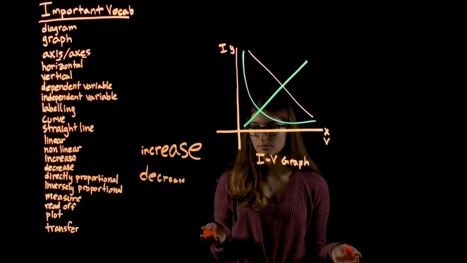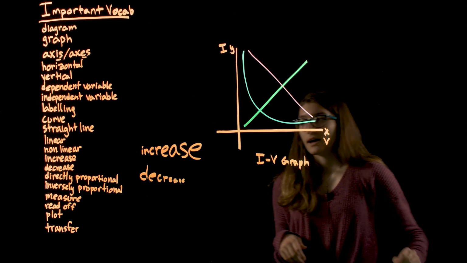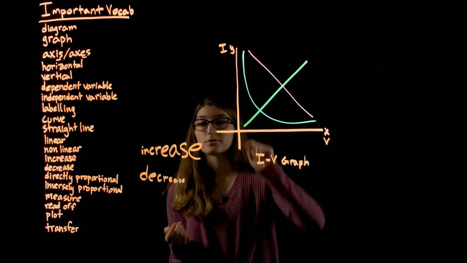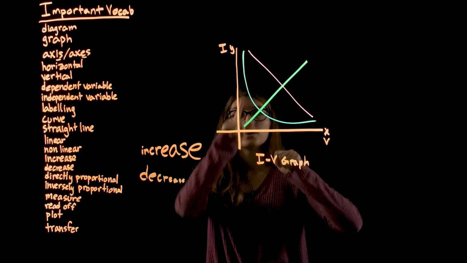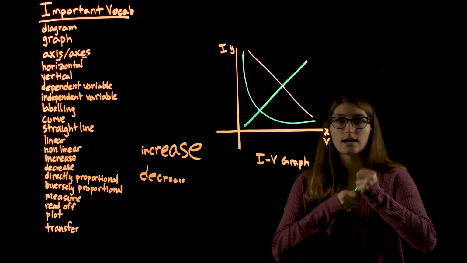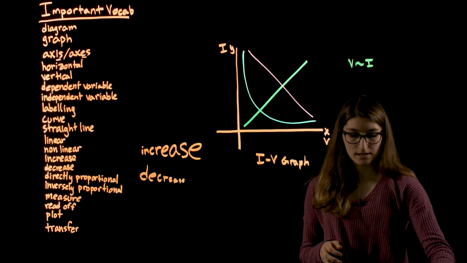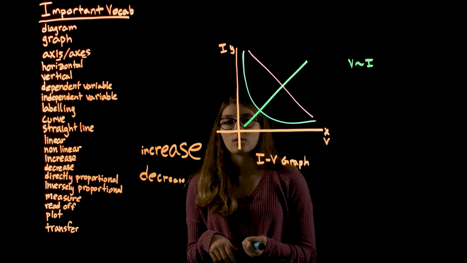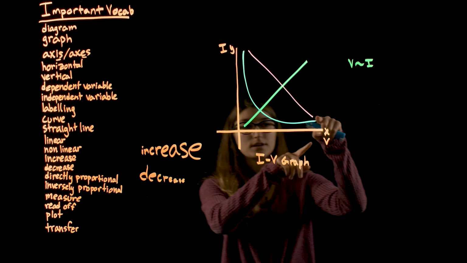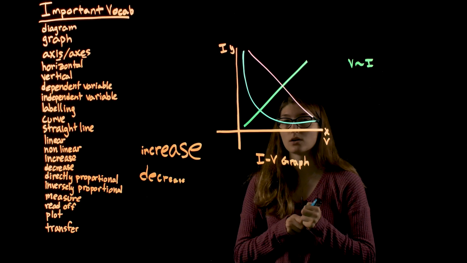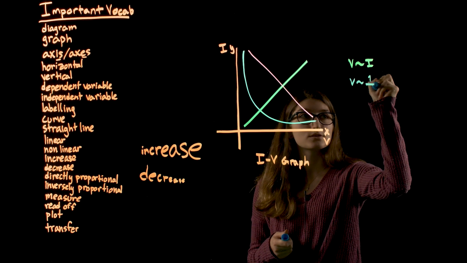So, directly proportional and inversely proportional relationships. Here we can see we have a directly proportional relationship with our green line because voltage starts small and current starts small, and as voltage gets really big, current also gets really big. So we can write that as voltage is proportional to current. Now, if we look at the blue line, our voltage starts very small, but our current starts very large. And as voltage gets very big, current gets very small. So we can draw this as an inversely proportional relationship.